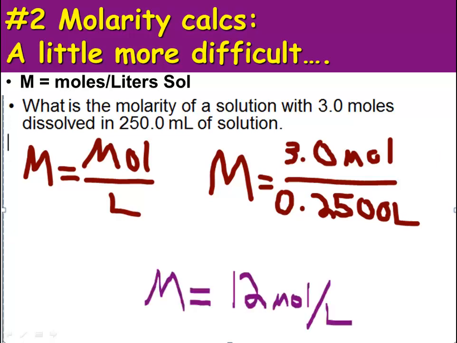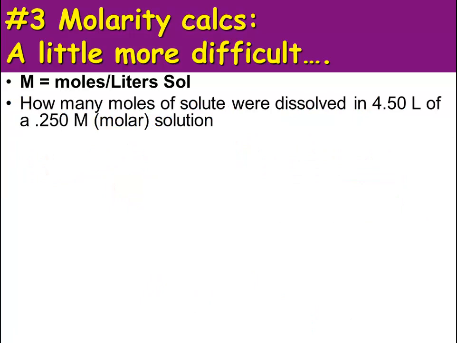Let's do one more that's easy. How many moles of solute were dissolved in 4.50 liters of a 0.250 molar solution? So here now we're solving for moles and we're given molarity and liters. So use the molarity formula here, set this one up, pause the video now and solve it, and then we can check our answer.